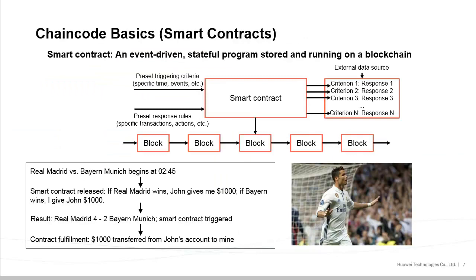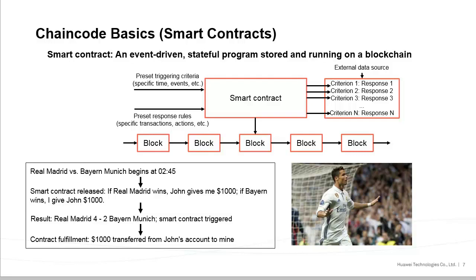Now, what is a smart contract? It is also called a chain code. A smart contract can be regarded as a state machine. When preset criteria and rules are met, a smart contract is triggered and executed. The ultimate goal of smart contract execution is to generate ledger data in blocks.